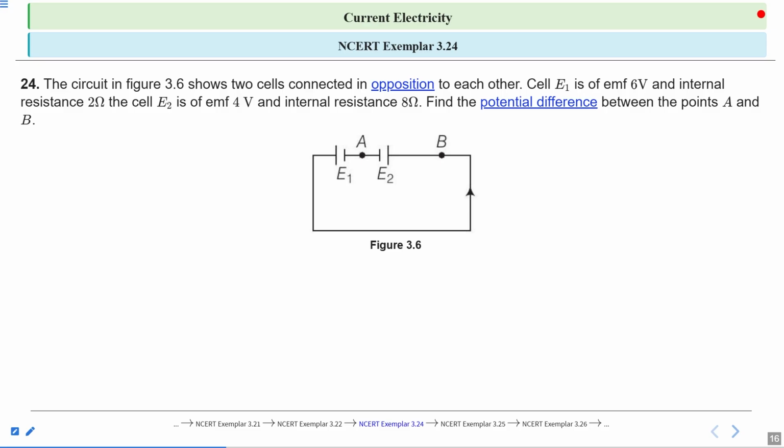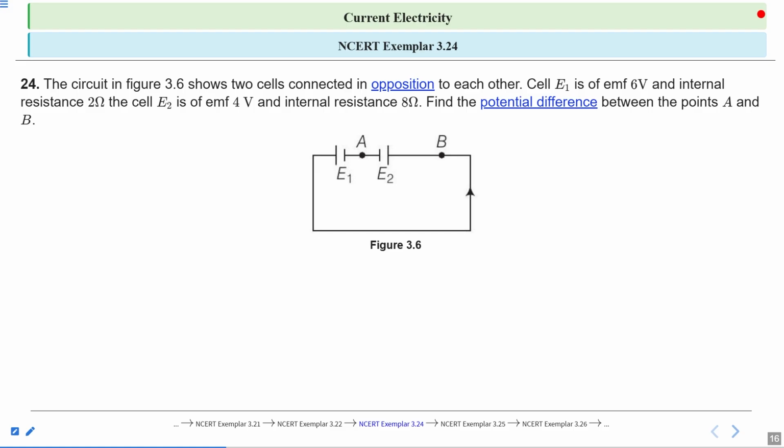What is the right way to connect the cells to get maximum EMF from them? Negative terminal of one cell with positive terminal of another cell. In this case, negative terminal of first cell is connected with negative terminal of second cell. So the EMF of first cell will be cancelled by the second, not completely. It will depend on the EMFs, but if the EMF of first cell is greater, it will reduce due to the EMF of second cell because they are connected in opposition.